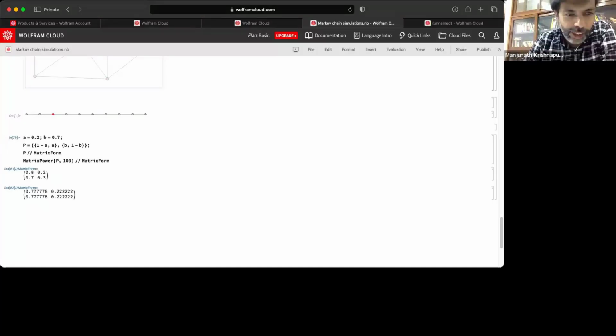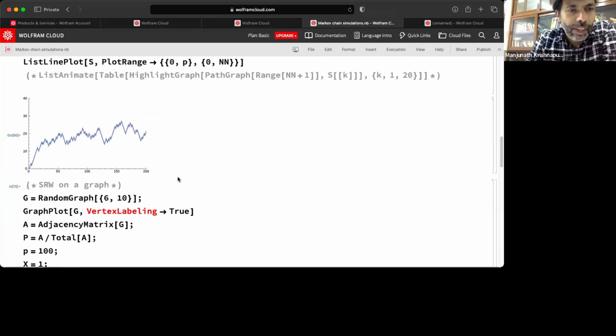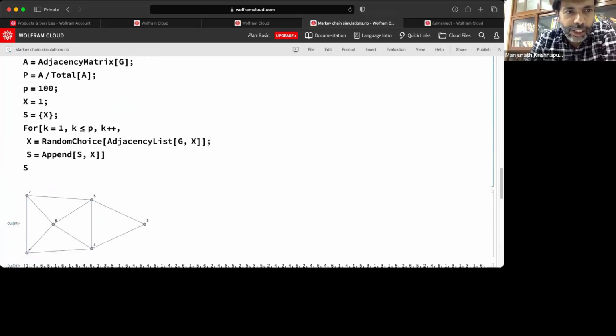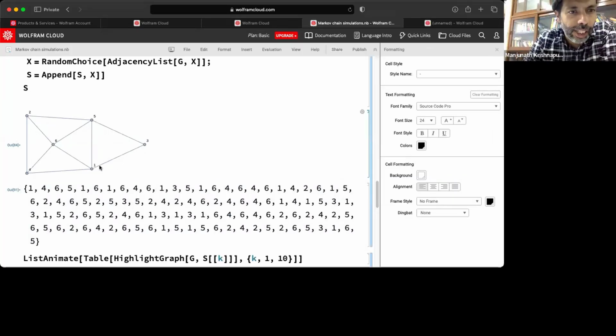So this simulation, let me first do a couple of things and then go back. One is the simulation that I said that I would show. Here, for example, is the random graph. Here I have taken a particular graph, so let me just run it. Here there is a graph with 6 vertices and some edges. The letters are a bit small, but this graph is pictured here.